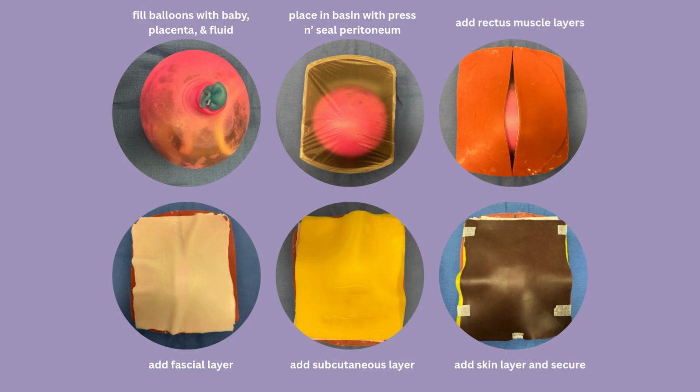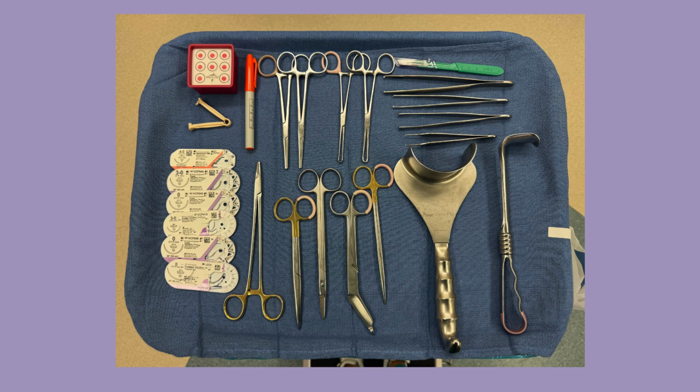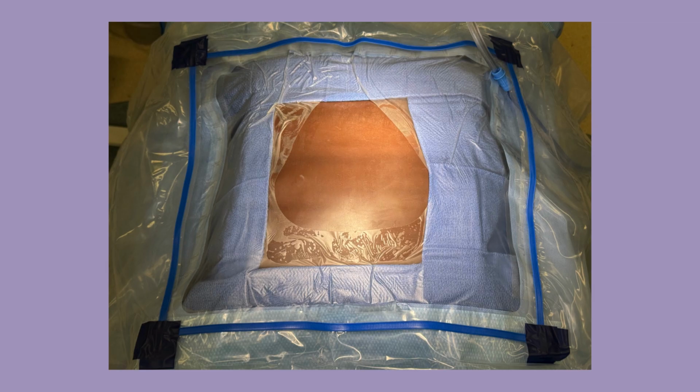Uterine assembly is accomplished by placing one balloon inside of the other and then filling with placenta, baby, and fluid, followed by assembly of the abdominal cavity. A cesarean section tray that could be re-sterilized as well as discarded or expired sutures were gathered from labor and delivery for completion of the simulation. Pictured here is the fully assembled model.